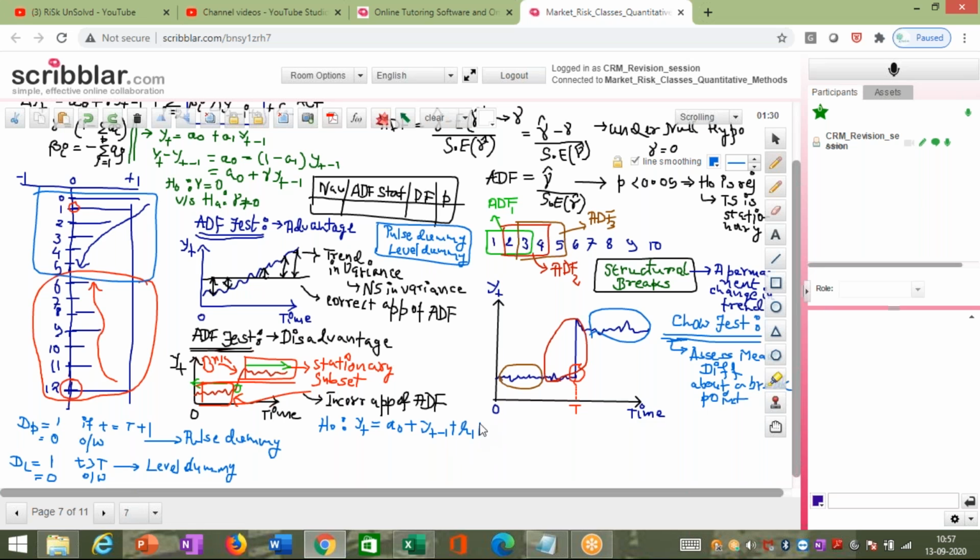YT equals mu1 DP plus ET, where ET is normally distributed with mean 0 and a constant variance. The ET follows a normal distribution with a mean 0.